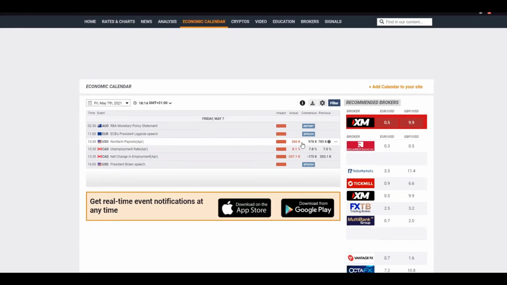So to many speculators, seeing this figure, they would have been very scared, and they would have instantly started closing out the positions and actually started to short the dollar. So why would they start shorting the dollar? This figure just means that they were expecting 978,000 jobs to be created in the previous month, of the month of April.